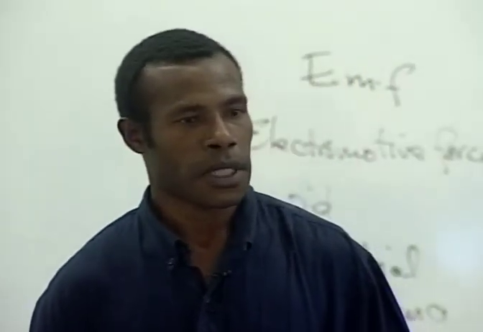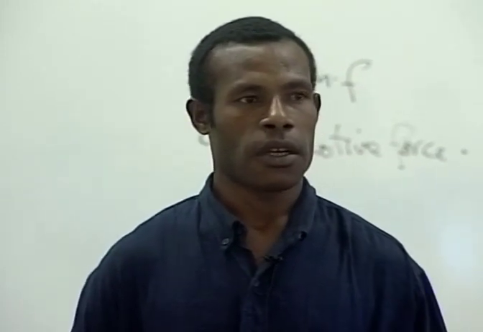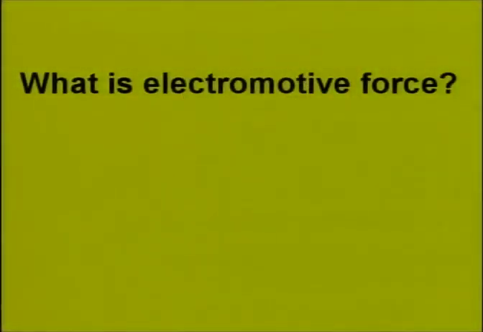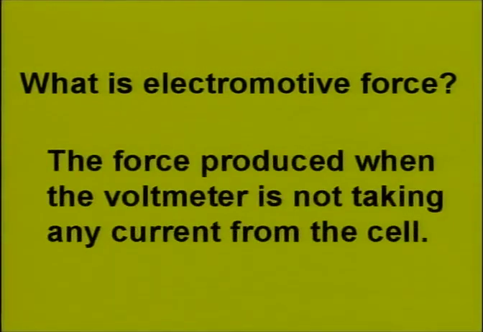Now, before the voltmeter starts taking the reading, the force that is produced is simply the electromotive force. All right, that is the definition of the electromotive force: the force produced when the voltmeter is not taking any current from the cell. Or in other words, it is a force that will push the electric current in the circuit. Without that force, current will not move or flow in the circuit.